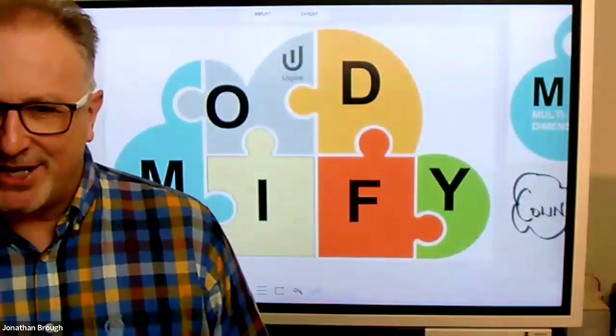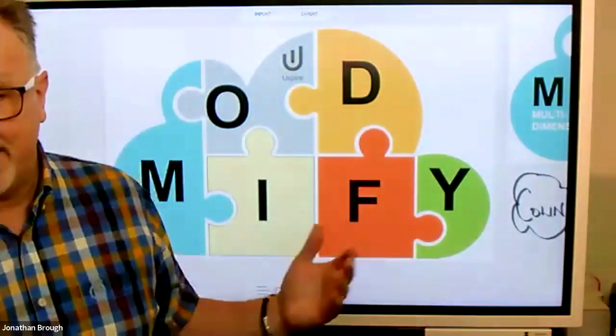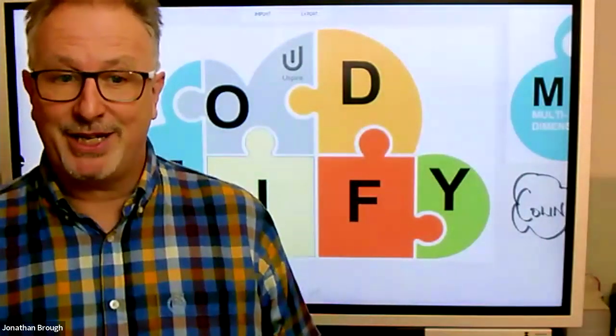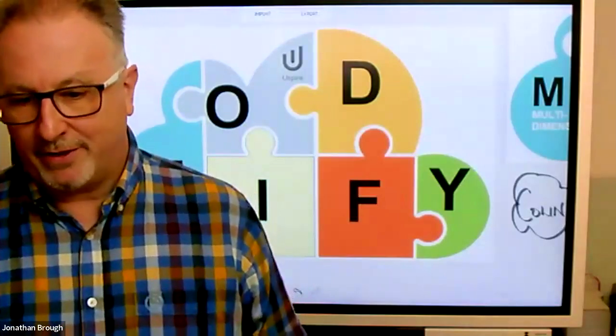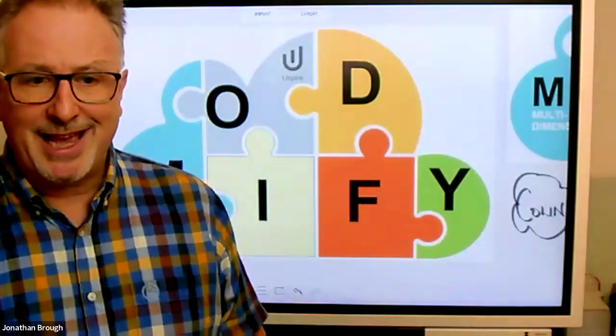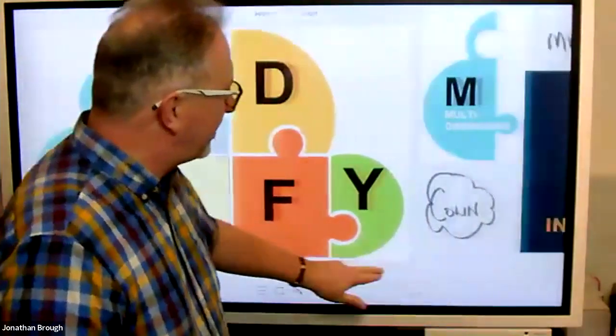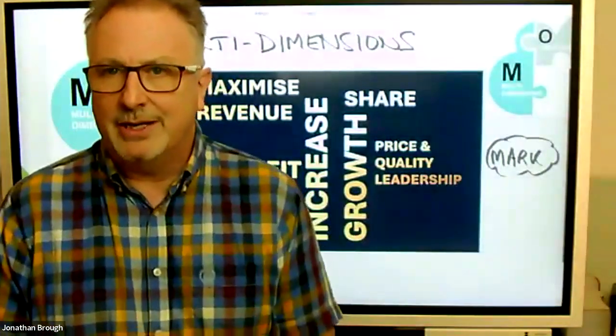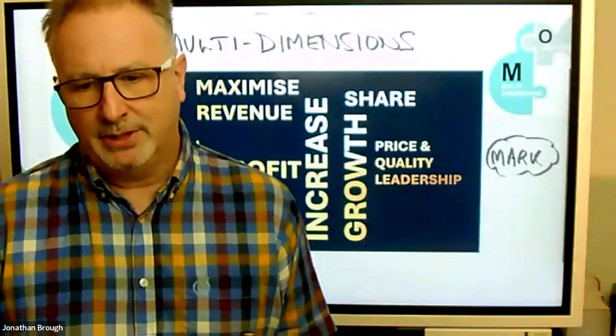Here is our price resilience jigsaw. It has 6 pieces, and with the help of one of my colleagues at Uspire and one of our customers, we're going to bring those 6 pieces to life for you. We're going to start with the first piece, which is M. And M stands for multiple dimensions, multi-dimensions. So this is step 1 in our jigsaw.